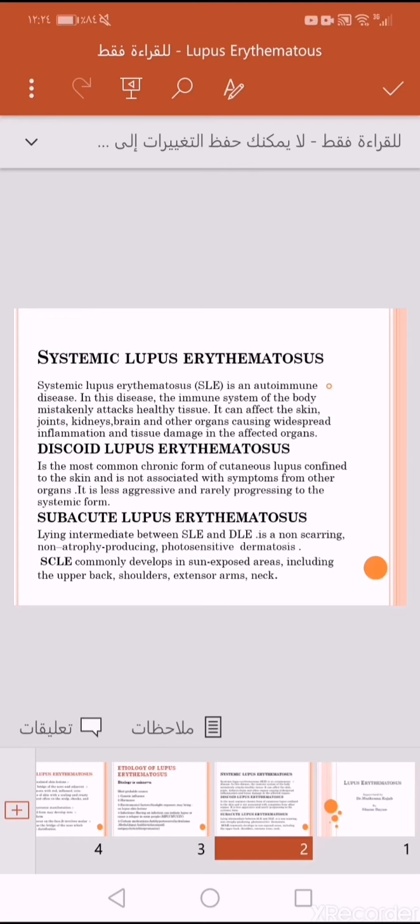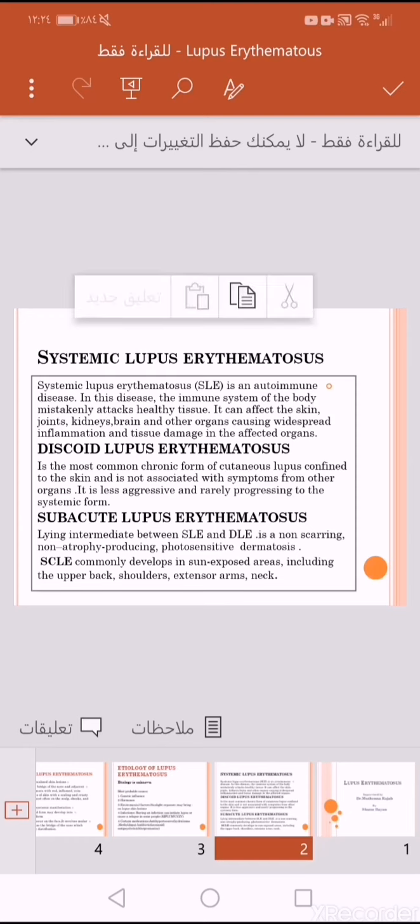Systemic lupus erythematosus is an autoimmune disease. In this disease, the immune system of the body mistakenly attacks healthy tissue. It can affect the skin, joints, kidneys, brain, and other organs, causing widespread inflammation and tissue damage in the affected organs. While discoid lupus erythematosus is the most common chronic form of cutaneous lupus.